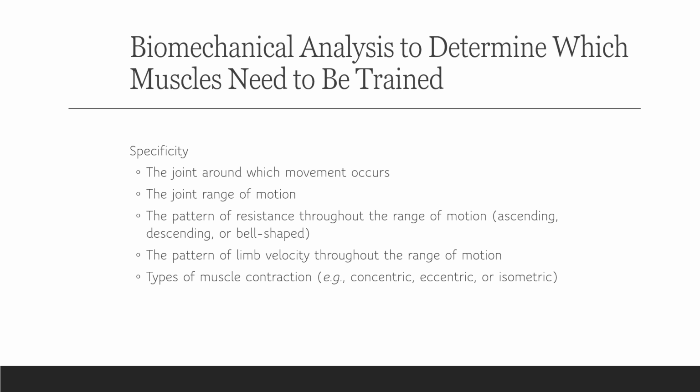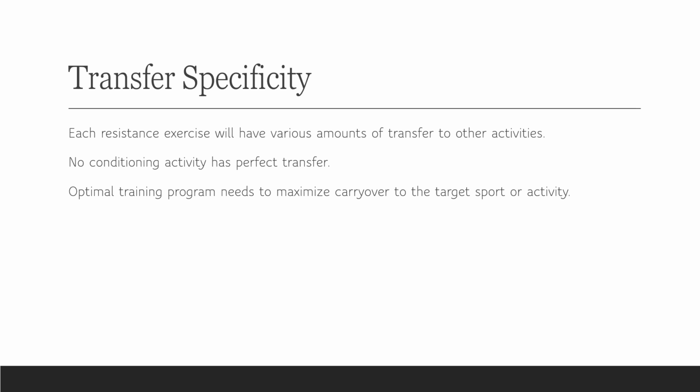Specificity assumes that muscles must be trained similarly to the sport or activity in terms of the following: the joint around which motion occurs, the joint range of motion, the pattern of resistance throughout the range of motion, whether ascending, descending, or bell-shaped, the pattern of limb velocity throughout the range of motion, and the types of muscle contraction, concentric, eccentric, or isometric.